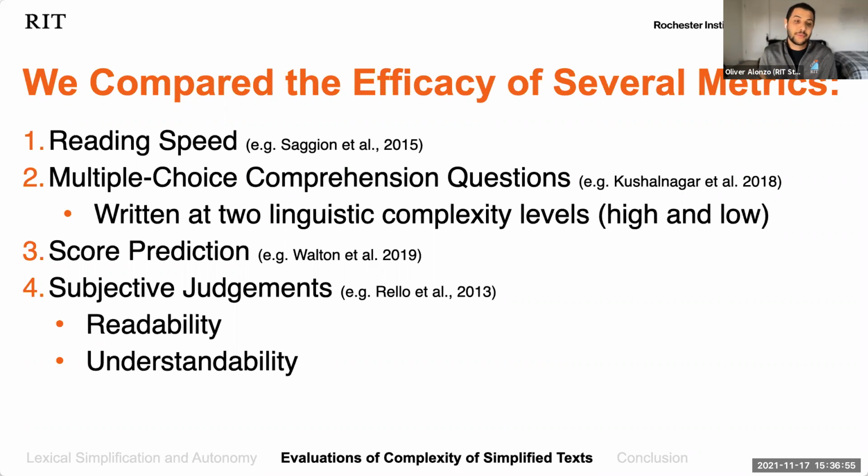We also asked participants to provide a prediction of how well they had done on the comprehension questions, which we called score prediction. And finally, we included subjective judgments identified from prior work, which included readability judgments, which read as this text was easy to read, and understandability judgments, which read as this text was easy to understand. And both of these subjective judgments were provided using a 5-point Likert scale of agreement, going from strongly disagree to strongly agree.